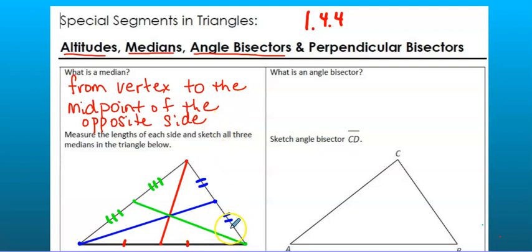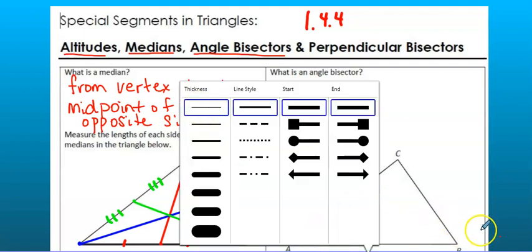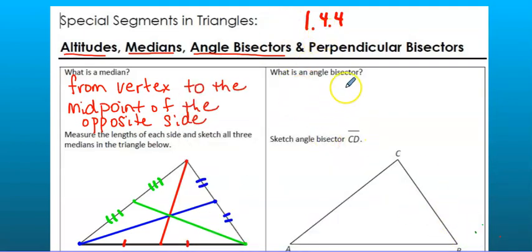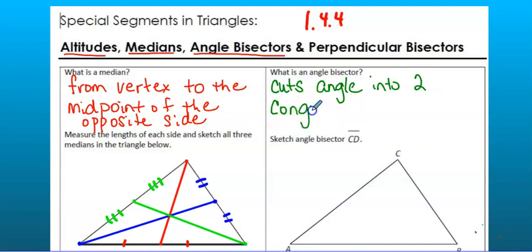Okay, angle bisectors. They really don't have so much to do with the opposite side as they do with the angle. An angle bisector does this. Let's get a color here. An angle bisector. Now think about the word bisect. Bisect means cut in half, and it's talking about the angle. So an angle bisector cuts the angle into two congruent angles.